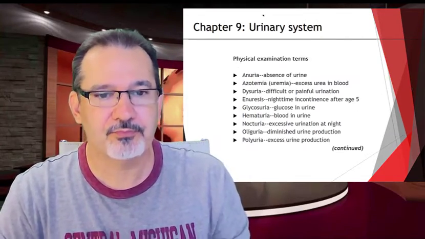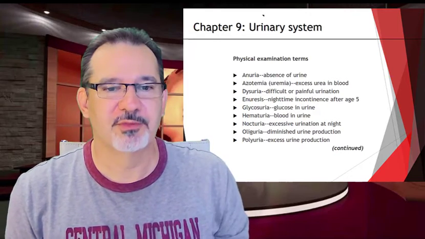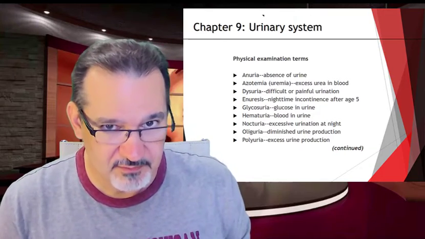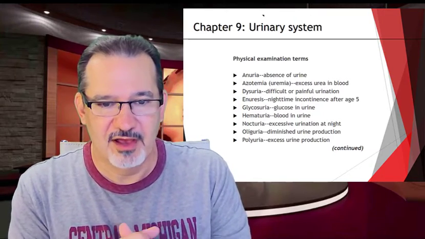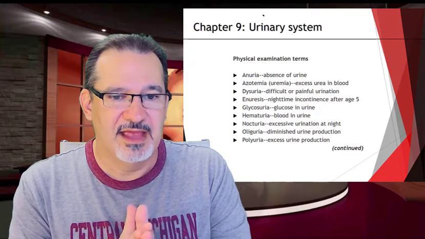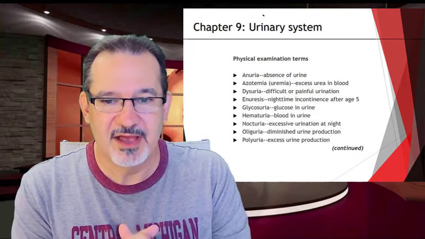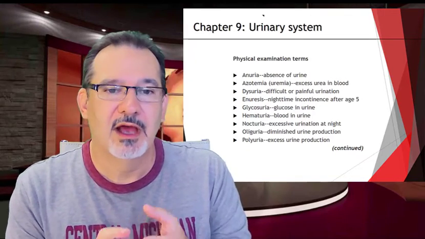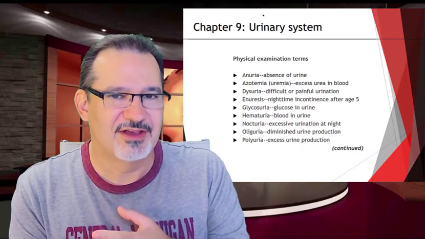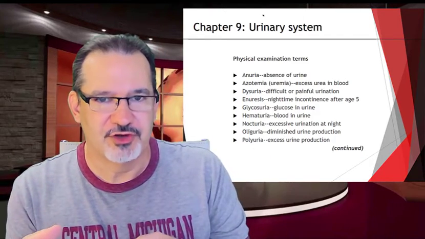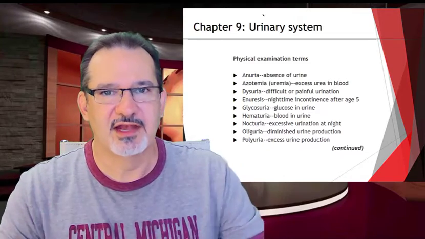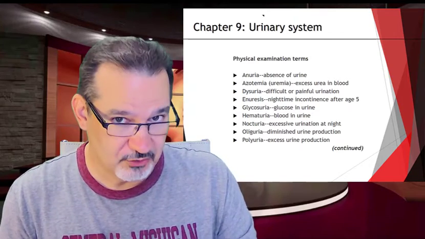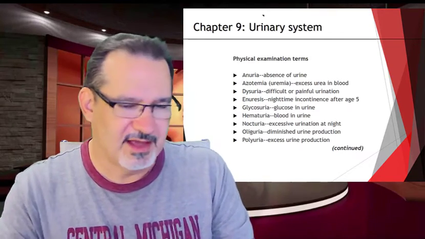All right, some of the physical exam terms. Anuria, with A-N being absence of, so anuria is the absence of urine. Azotemia, also uremia, is excess urea in the blood. Azotemia is usually excessive blood urea nitrogen, and that's often one of the signs of renal failure. We'll talk about that in a little bit.